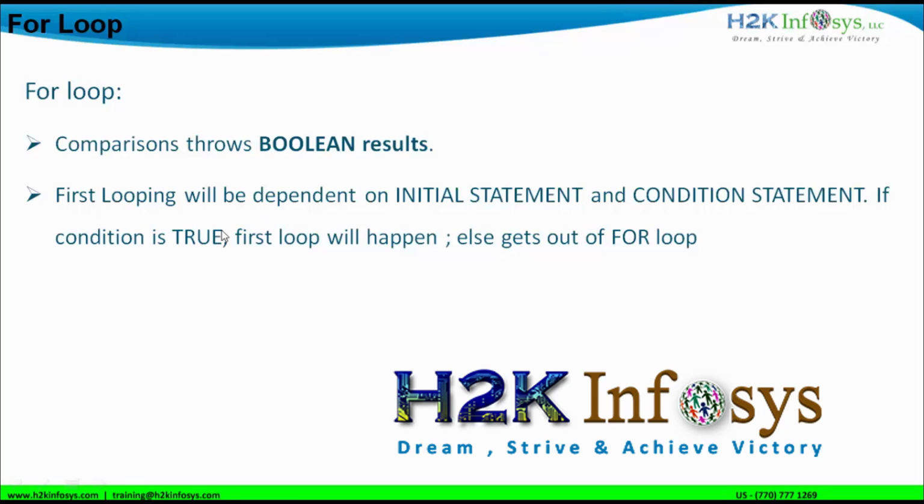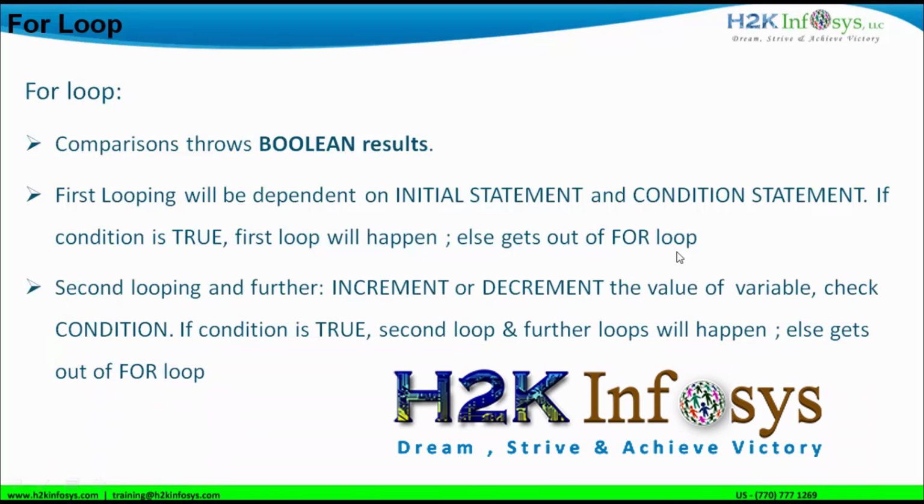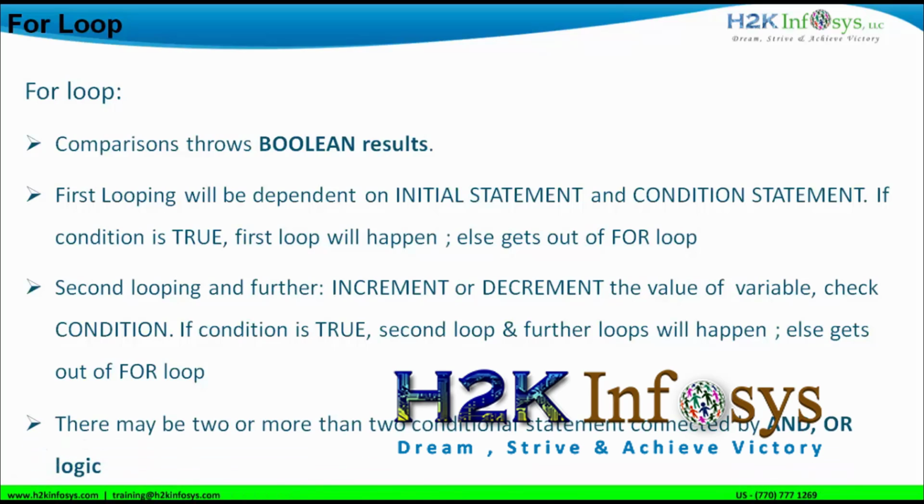Now, what we have discussed is what I have described here. First looping will be dependent on the initial statement and conditional statement. If the condition is true, first looping will happen, else it gets out of the for loop. Second looping and further: first, we will increment the value of the variable, or decrement it, whatever it is. Then check the condition. If the condition is true, second looping and further loops will happen, else we get out of the for loop. This is the structure or the working behavior of the for loop.